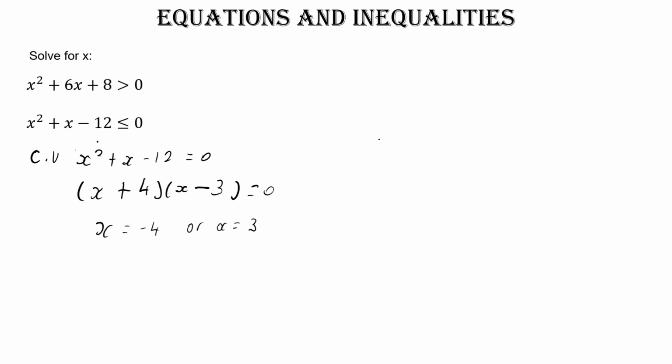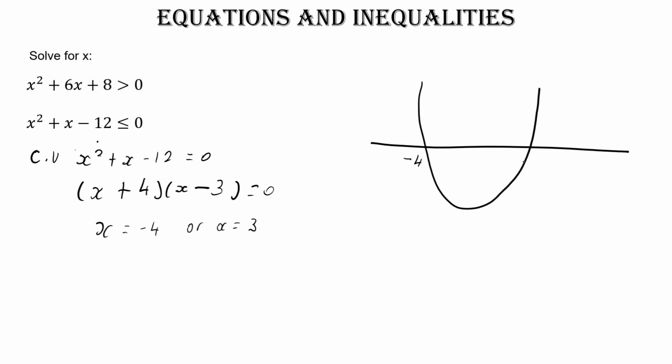3. Then you draw your basic parabola. Right? The smaller number will come first, which is negative 4, and the bigger number will come last, which is 3. But where are we looking? We're looking in between, right? We're looking in between because it's less than or equal to, right?